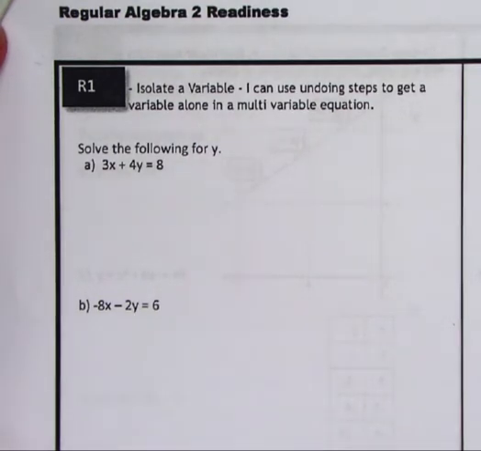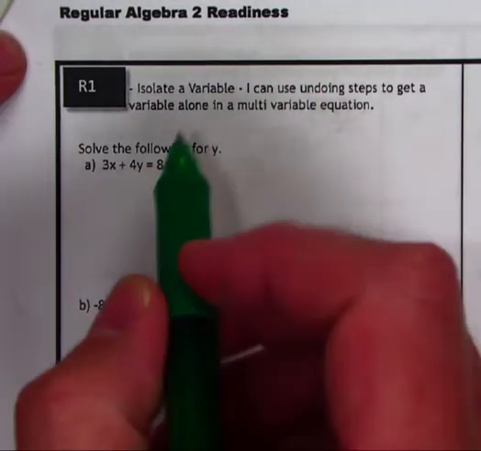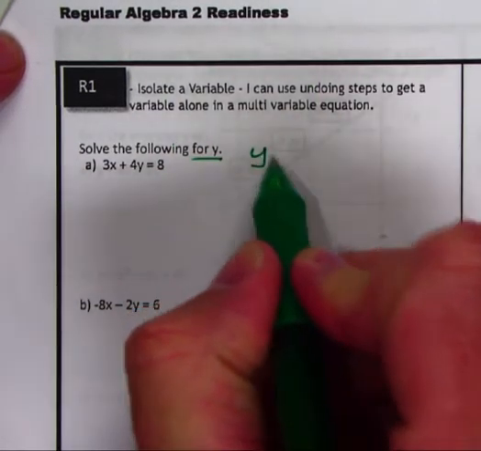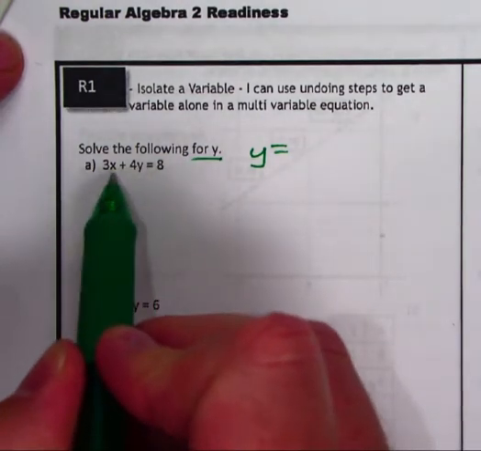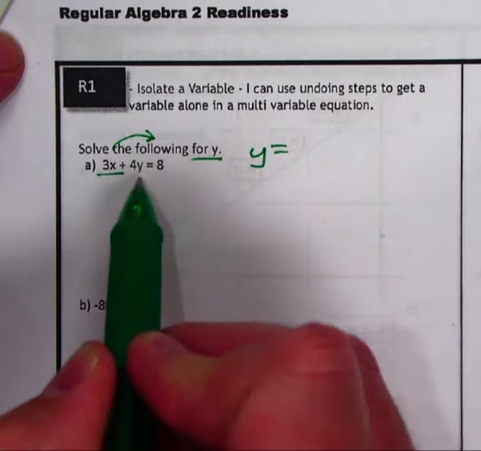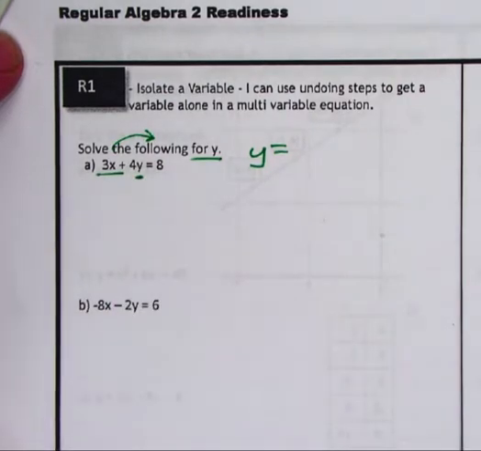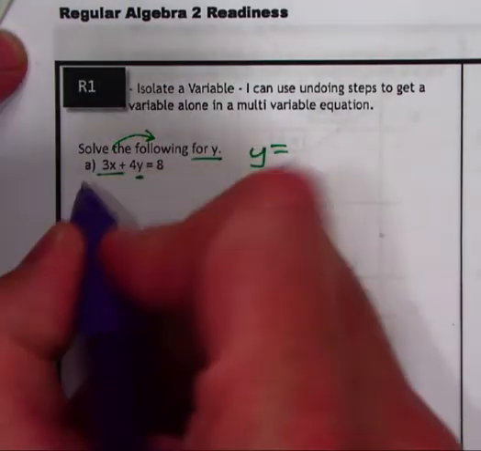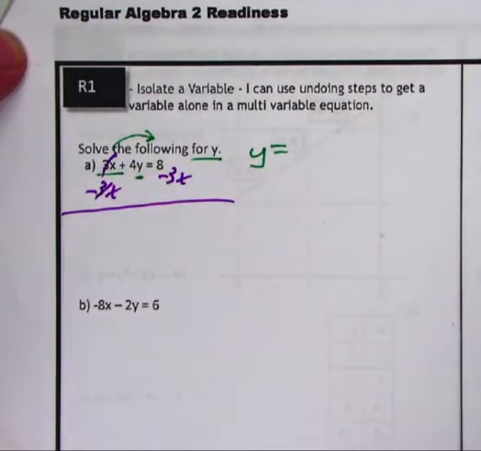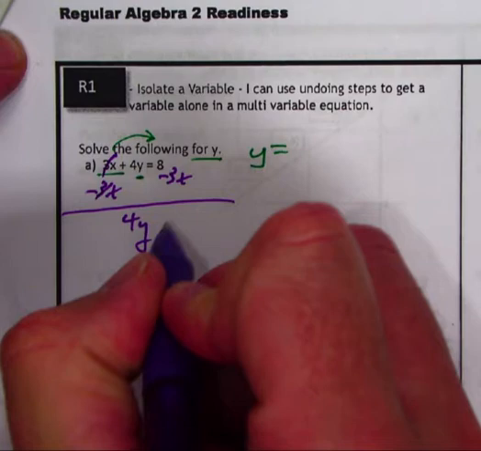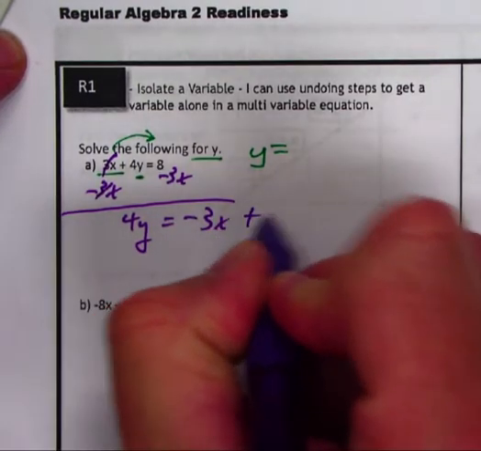All right, welcome to the R1 readiness video on solving for y. The process of this is I'm solving for y, which means I'm going to get the equation in y equals format. That means everything on the front side has to get sent over to the other side, leaving just y equals. So what you would do is you would start this problem by minusing 3x, minusing 3x. Those would cancel on the front side, and I've got 4y equals negative 3x plus 8.